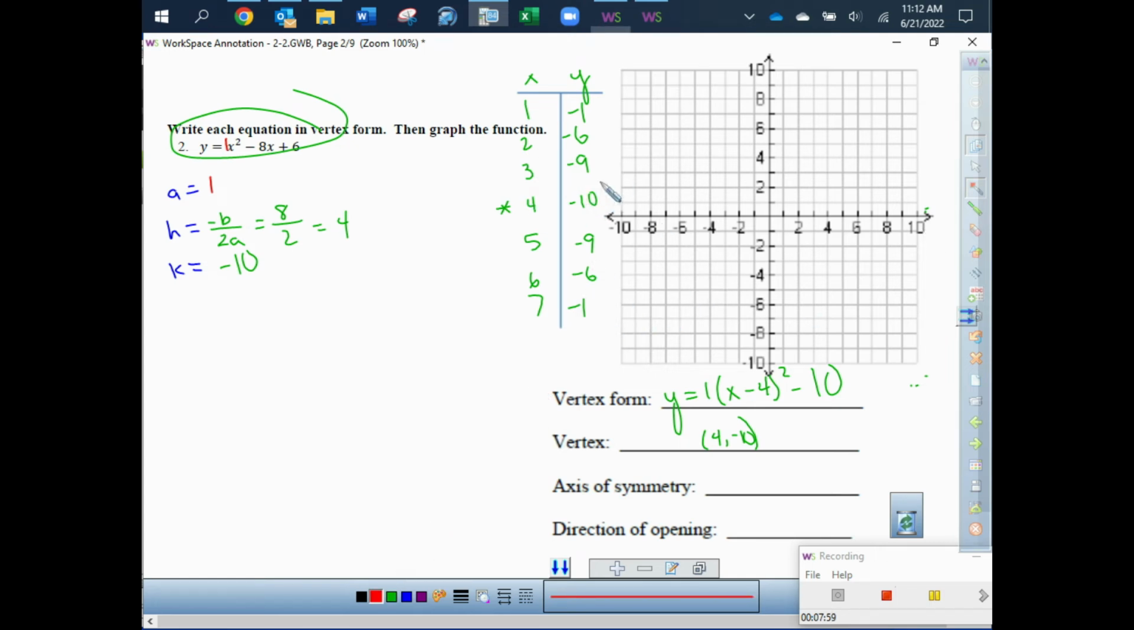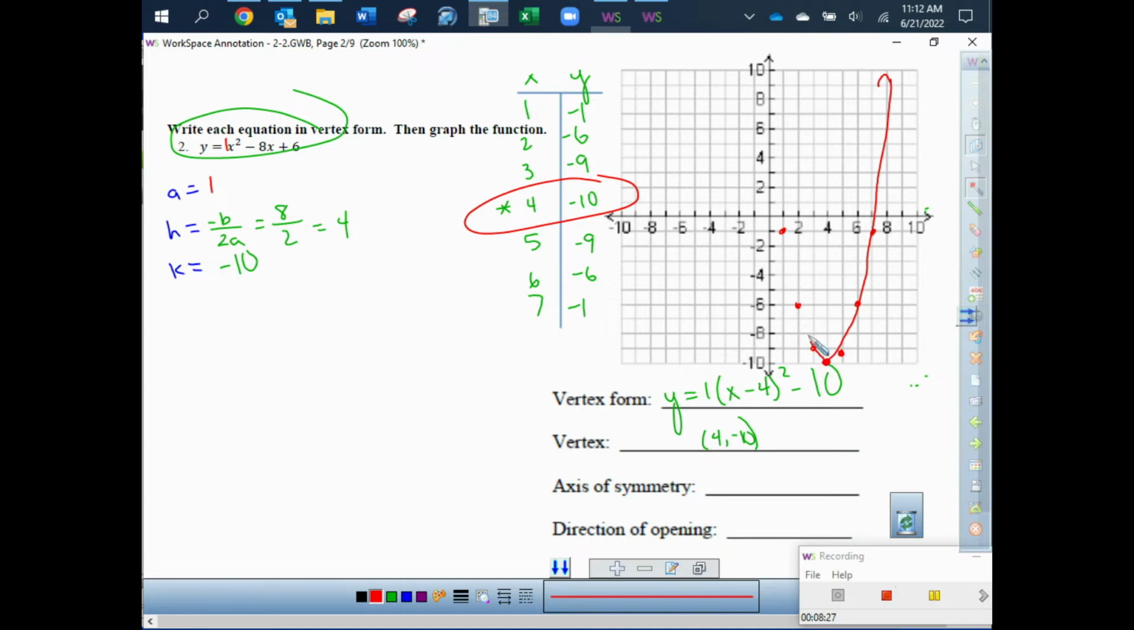So how do I graph this? I like to start by graphing the vertex first, 4, negative 10. And then I just start plotting the other points, 5, negative 9, 6, negative 6, and 7, negative 1. And I go plot those other points. It's 1, negative 1. And then I just kind of freehand it together to make this parabola.